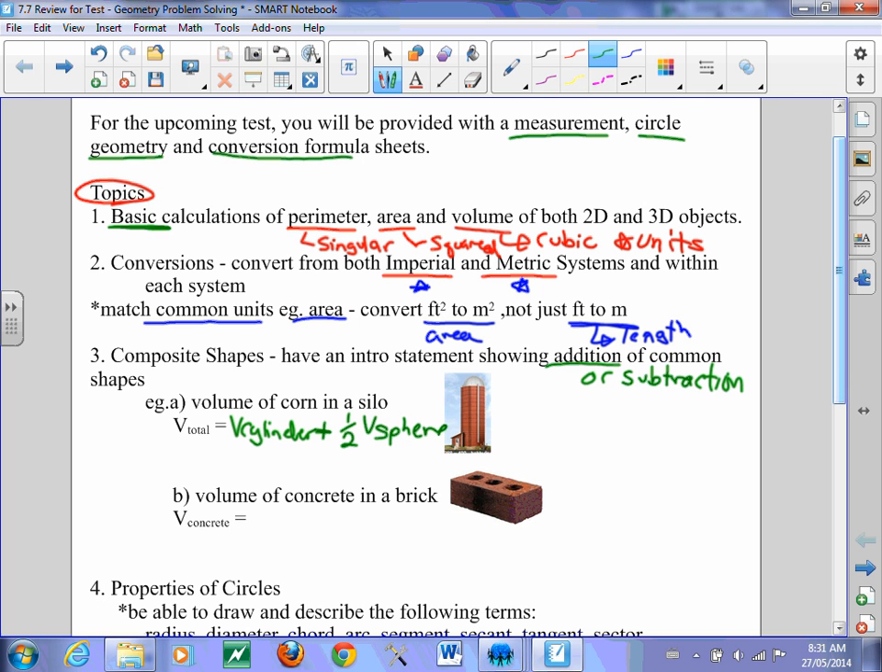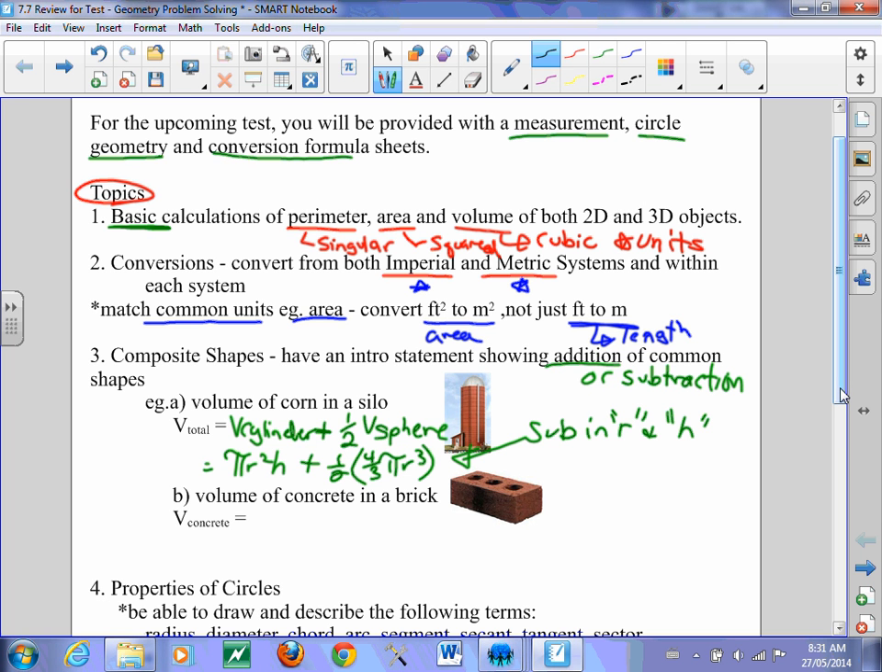So you would look in your formula sheet, which I have right in front of me. So that would equal pi r squared h plus 1/2 times the volume, which would be 4/3 pi r cubed. So all you'd have to do is sub in your r value and your h value. And away you go. And again, I'd have to give you those measurements in a question. Okay, so that's an addition of two common shapes.